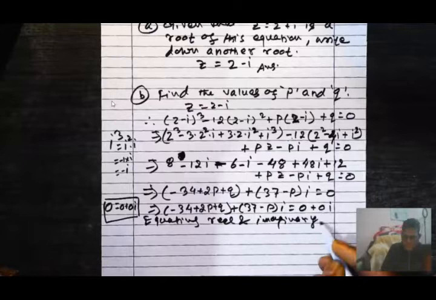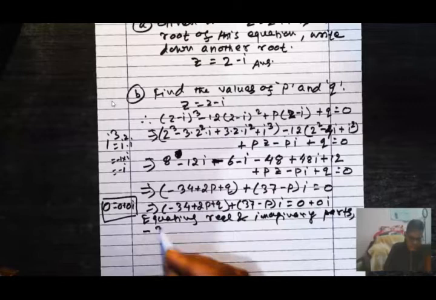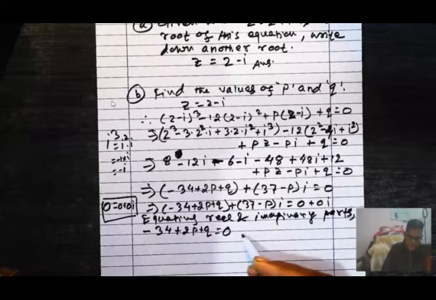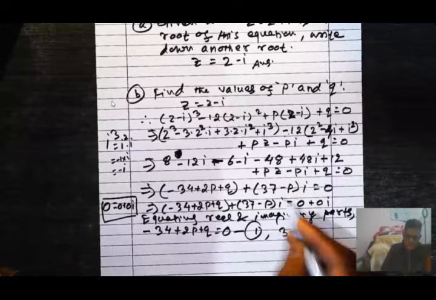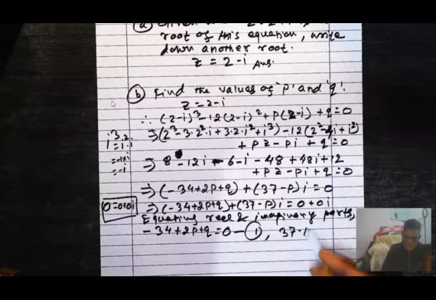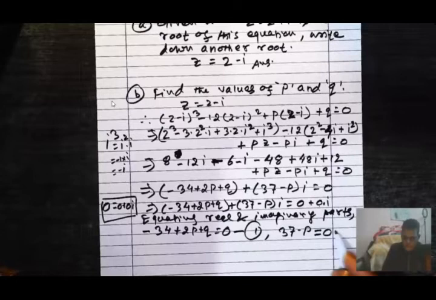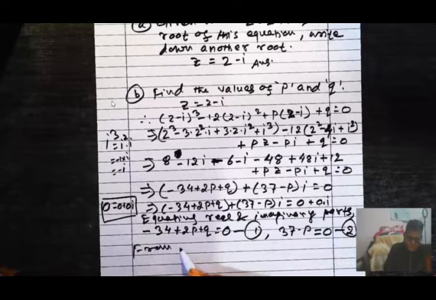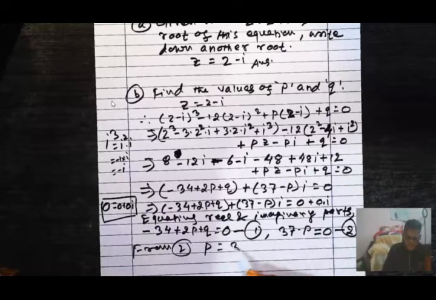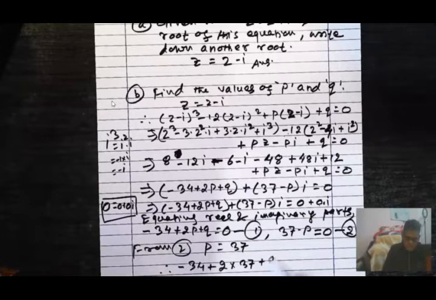Then in the real part, you can see here that 34 plus 2p plus q equals 0. You can say this is equation 1. And in the imaginary part from both sides, 37 minus p, and this is going to be 0i, that means in place of the real number there is 0. So that is going to be 0. You can say this is equation 2, and from 2 we easily see that, if you transpose to the other side, p is going to be 37, and therefore minus 34 plus 2 times 37 plus q equals 0.